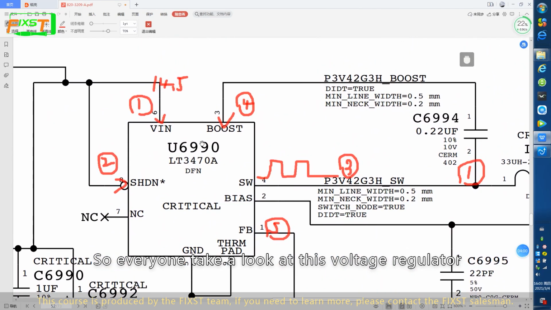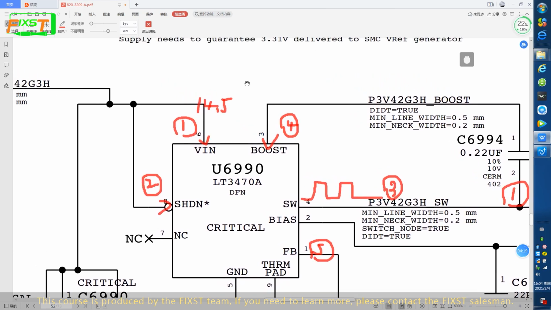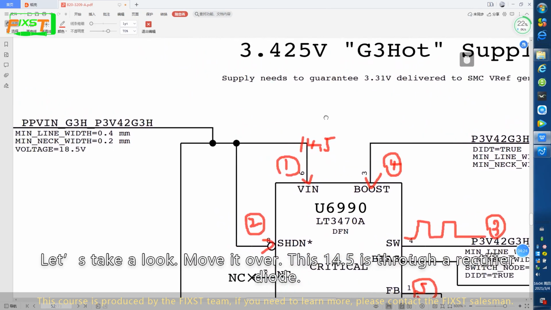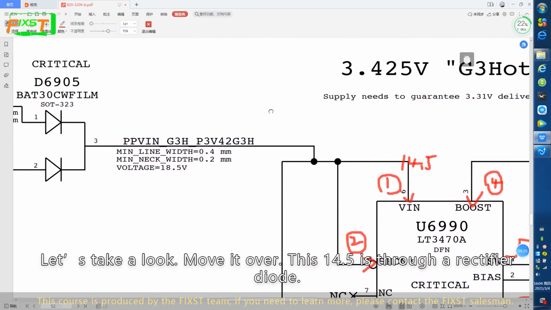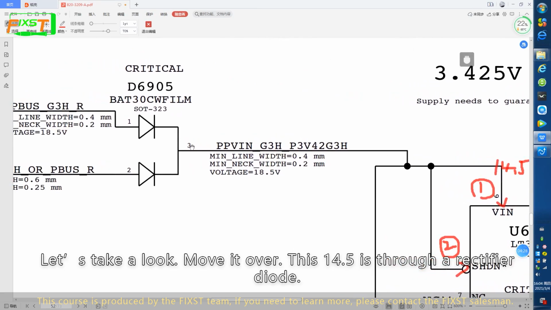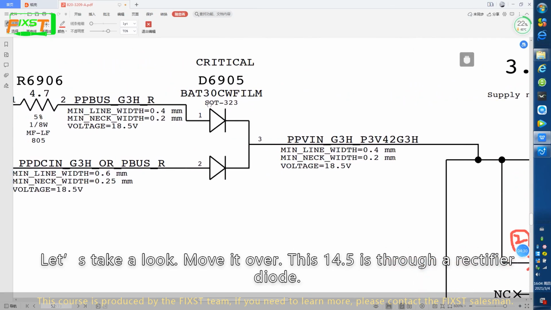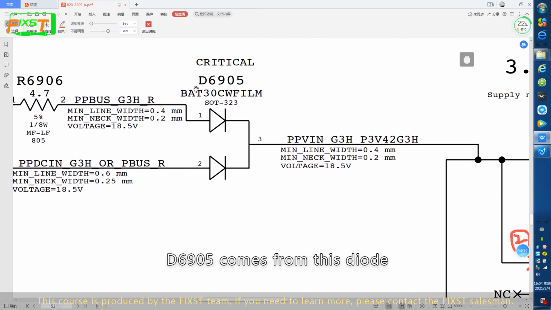regulator. Then if we find our 6-pin VIN pin during maintenance, without 14.5 or 18.5, how did this circuit come about? Let's look up again to see which circuit it is generated from. Let's take a look, move it over. This 14.5 is through a rectifier diode. This 6905 comes from this diode.